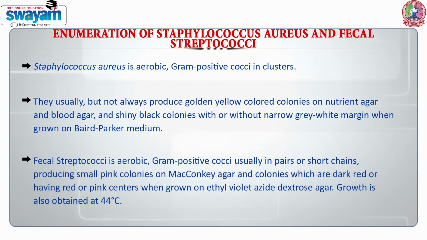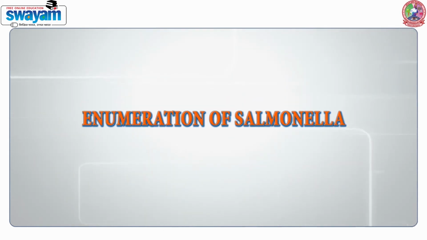Fecal streptococci are aerobic gram-positive cocci usually in pairs or short chains, producing small pink colonies on MacConkey agar, and colonies which are dark red or have red or pink centers when grown on ethyl violet azide dextrose agar. Growth is also obtained at 44 degrees Celsius.